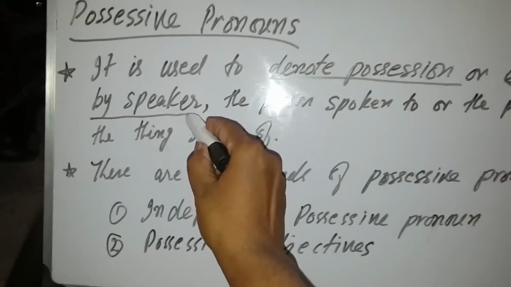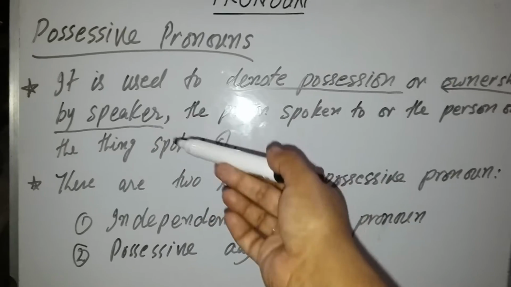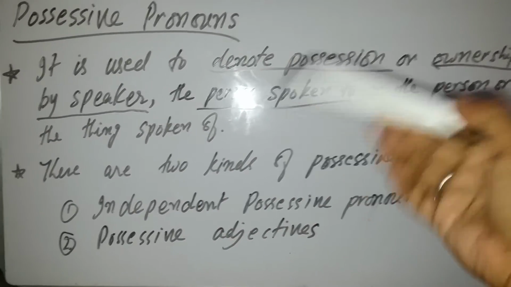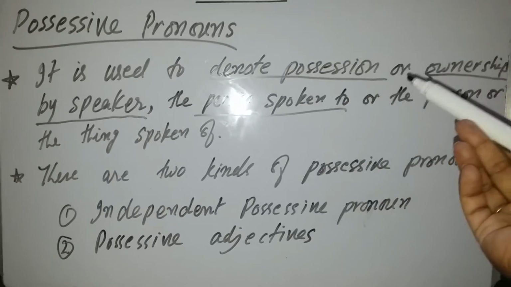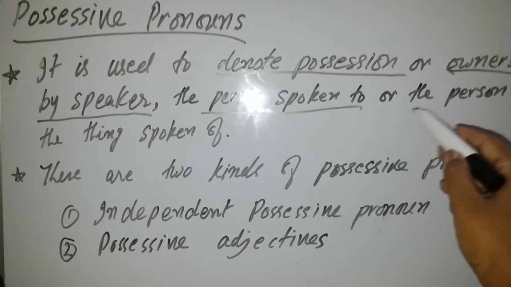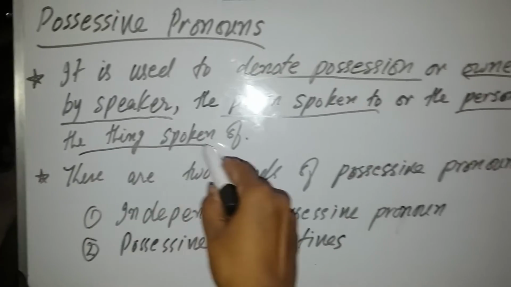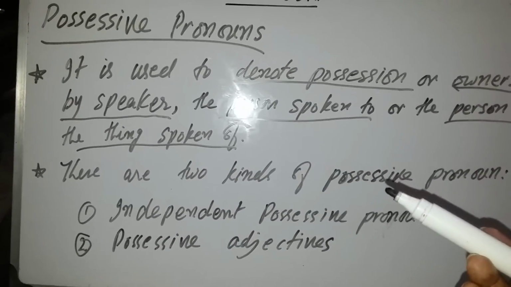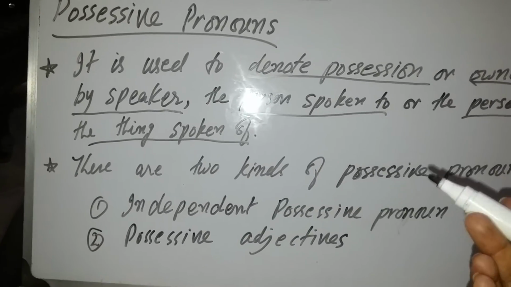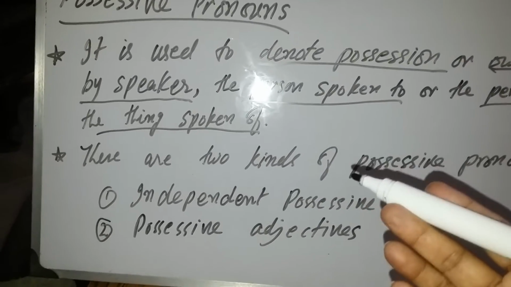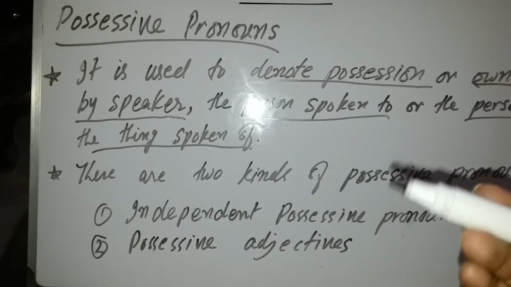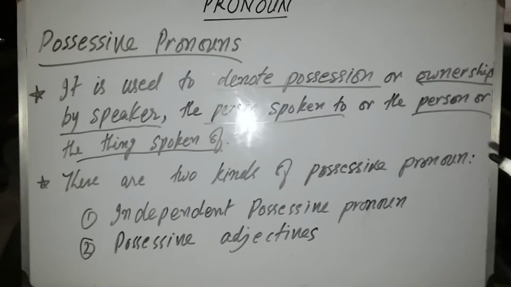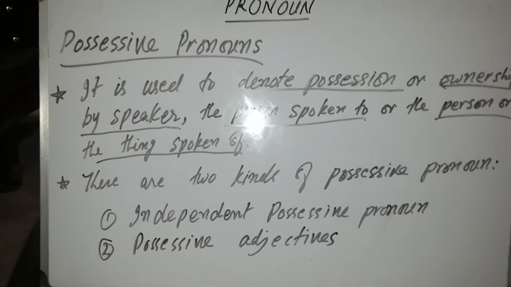The possession can be of the person who is speaking, the person spoken to, the person whom you are talking to, or the person or the thing spoken of. Or you can use this possessive pronoun for those things or persons whom they belong to. So we can say that possessive pronouns are all those pronouns which show the possession of some person.